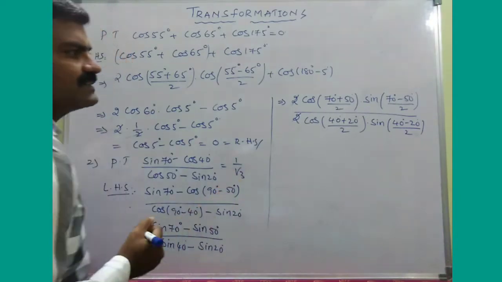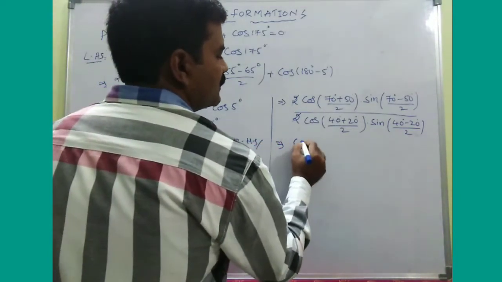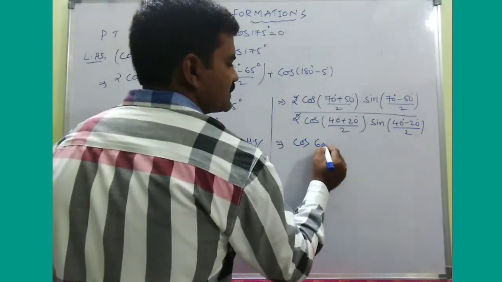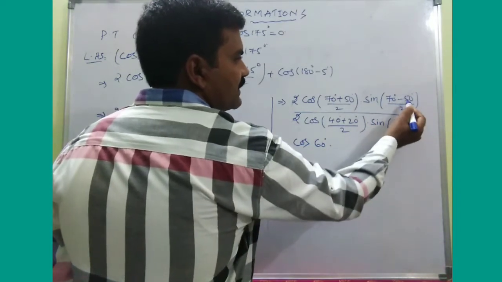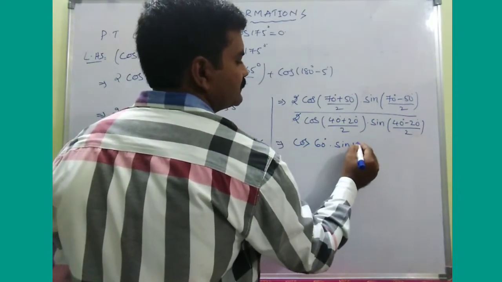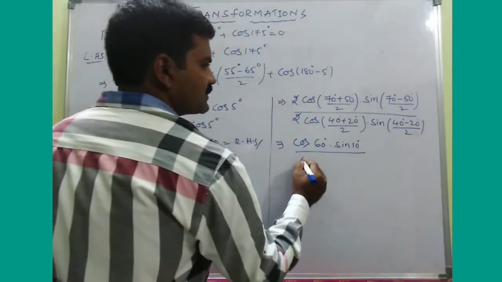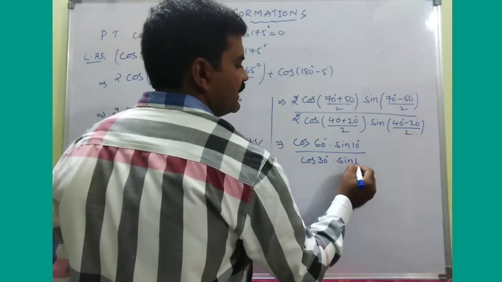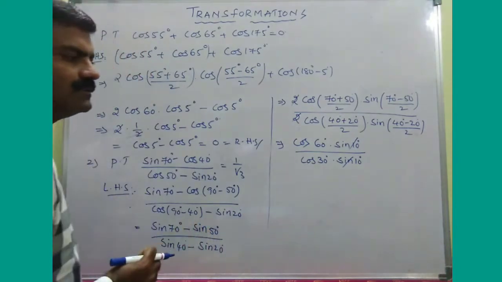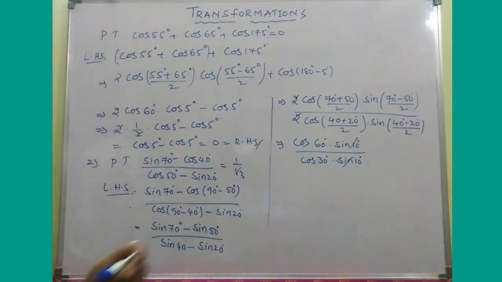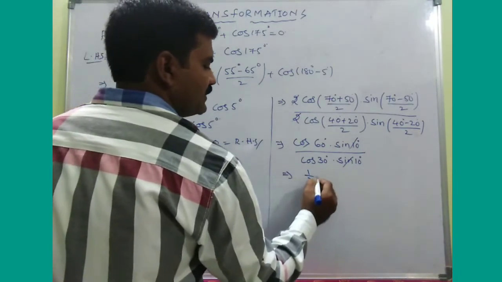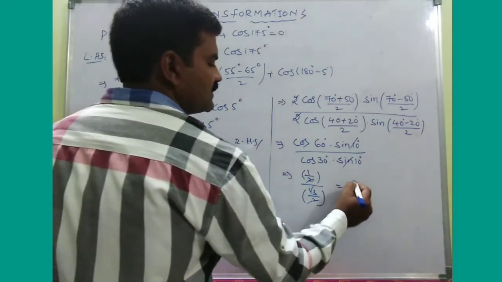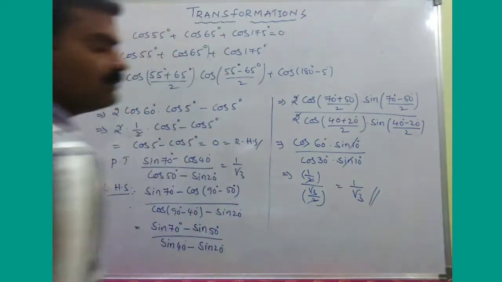So 2 gets cancelled, which is equal to cos of 70 plus 50, 120 by 2, which is 60, into sine of 20 by 2, sine 10, divided by cos 30 into, whereas this is again sine 10 degrees. So these two are cancelled. Now the value of cos 60 is 1 by 2, and cos 30 is root 3 by 2. 2 gets cancelled, which is equal to 1 by root 3.